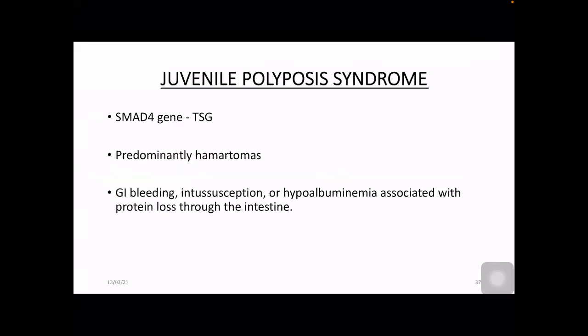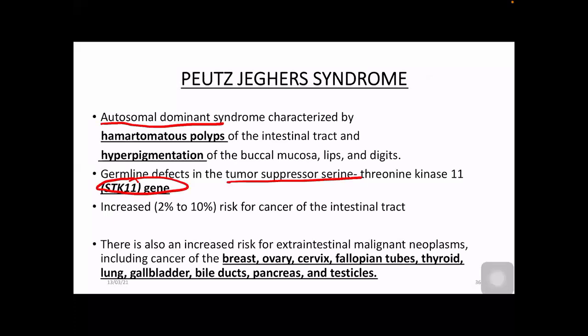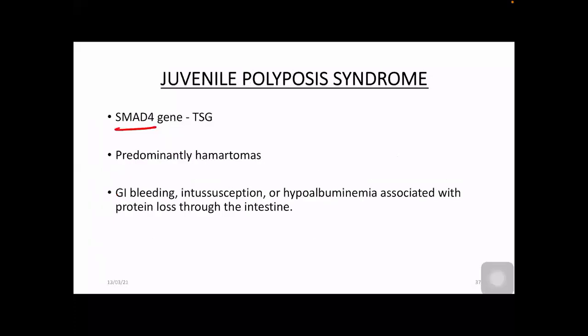Fine. Juvenile polyposis syndrome is because of SMAD4 gene mutation. So Peutz-Jeghers is hamartomatous polyps and STK11 gene mutation. Juvenile polyposis is another tumor suppressor gene, which is SMAD4. This also has predominantly hamartomas, but the important thing is the hamartomatous polyps of juvenile polyposis can cause hypoalbuminemia because of the protein loss associated with the polyps.